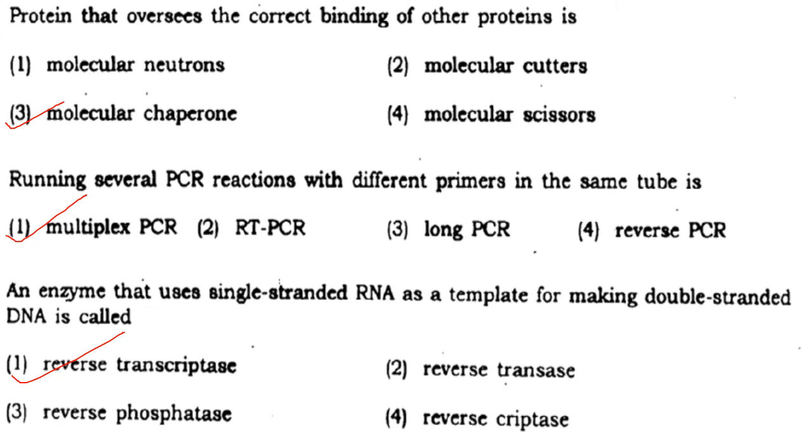Running several PCR reactions with different primers in the same tube is option 1, multiplex PCR, 2, RT-PCR, 3, long PCR, 4, reverse PCR. Answer is option 1, multiplex PCR. An enzyme that uses single-stranded RNA as a template for making double-stranded DNA is called option 1, reverse transcriptase, 2, reverse transase, 3, reverse phosphatase, 4, reverse scriptase. Answer is option 1, reverse transcriptase.